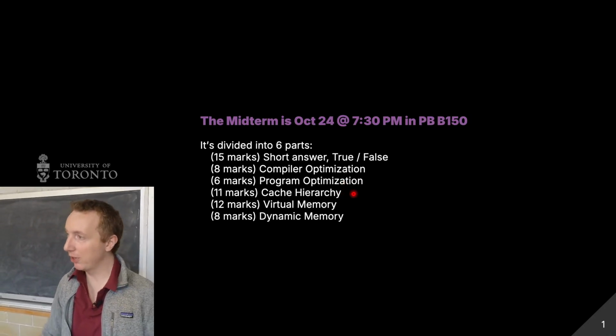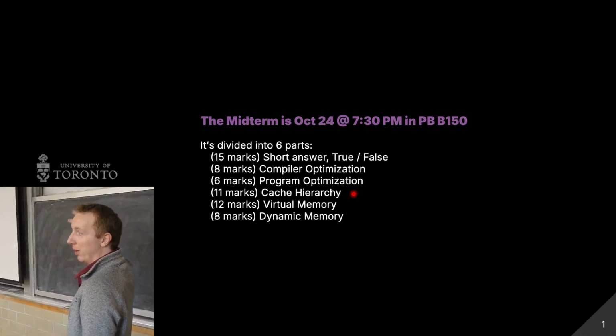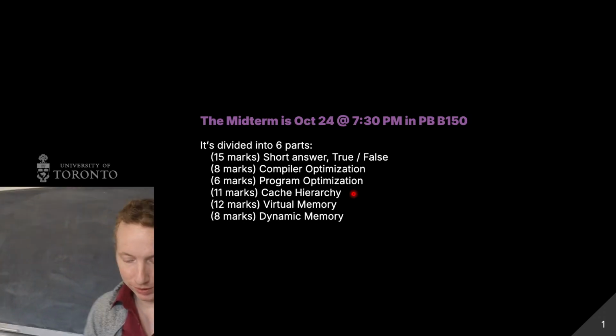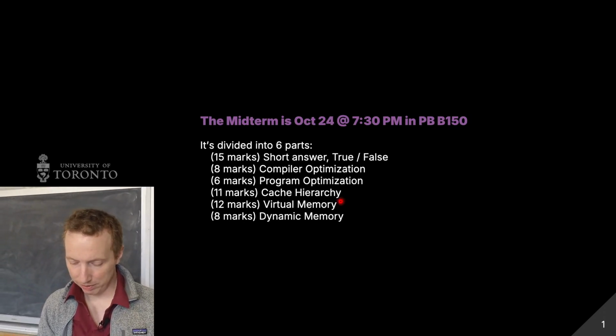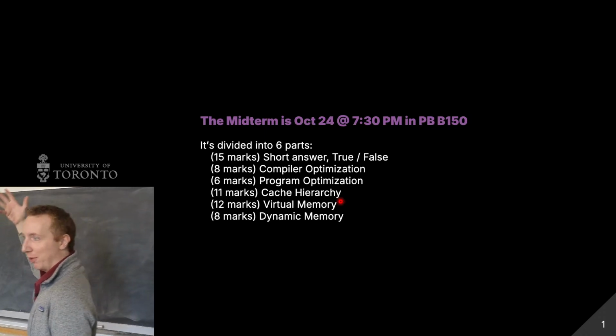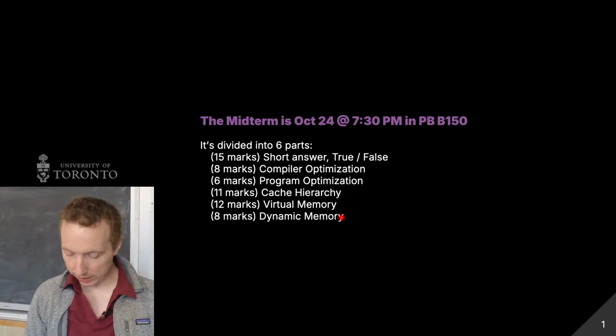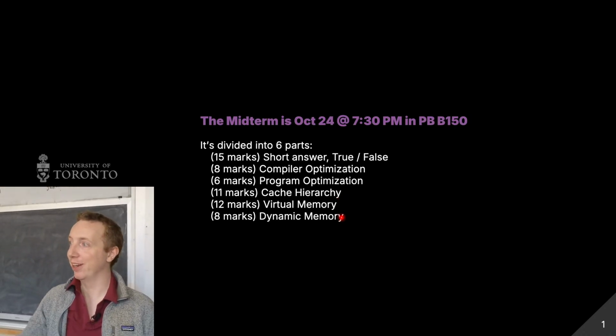Then there is cache hierarchy. I'll go over an example today because that's probably the hardest question, if there is a hardest question on this exam. And then virtual memory. Virtual memory won't be too bad. Again, we'll cover it here. And then dynamic memory, which will be not so bad at all.